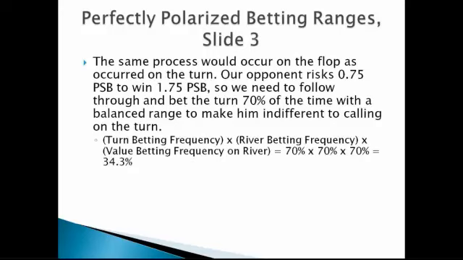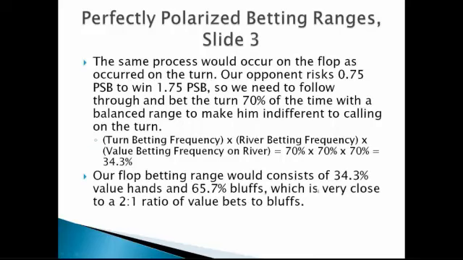Turn betting frequency times river betting frequency times value betting frequency on river equals 70% times 70% times 70%, which gives us 34.3%. Our flop betting range would consist of 34.3% value hands and 65.7% bluffs, which is very close to a 2-to-1 ratio of value bets to bluffs.